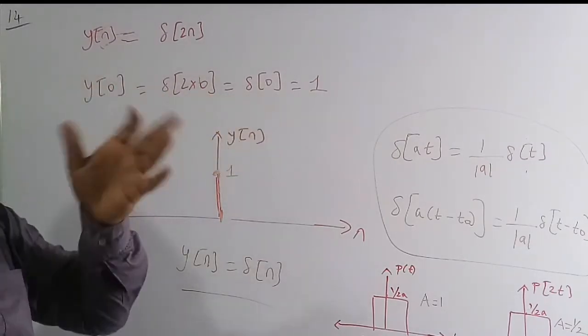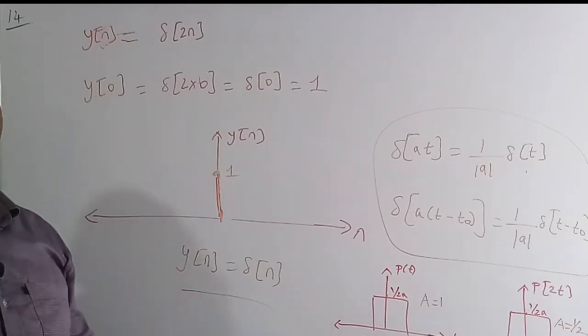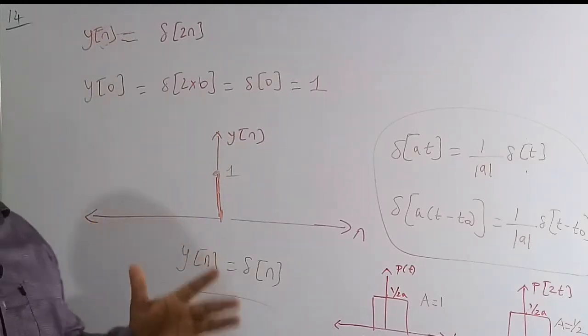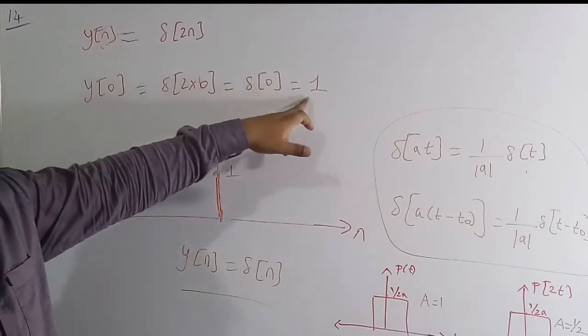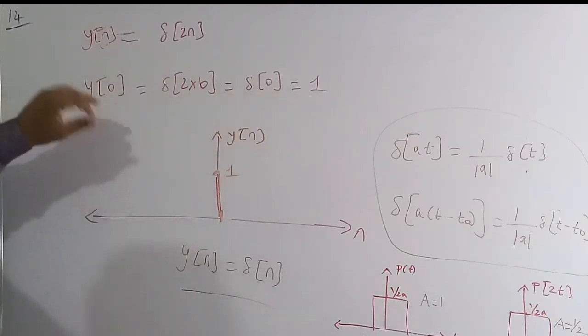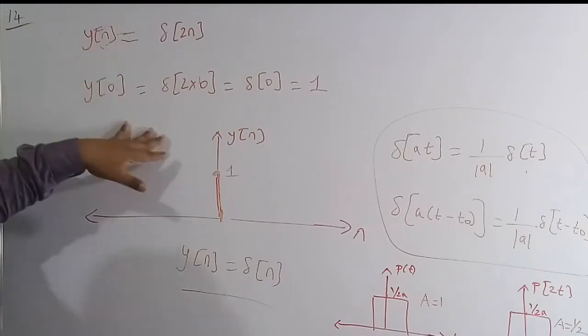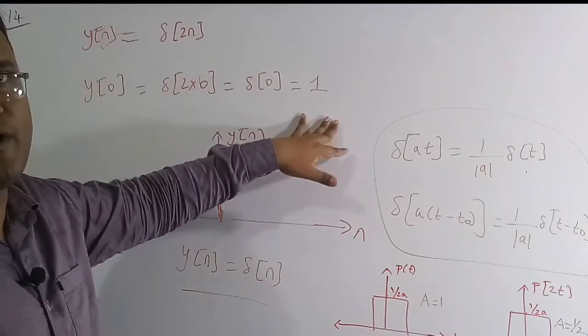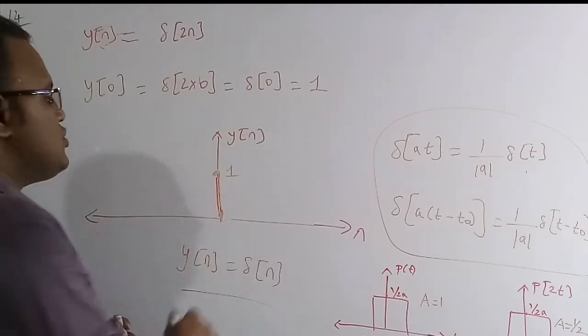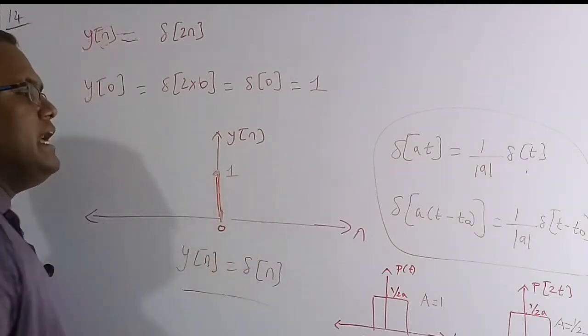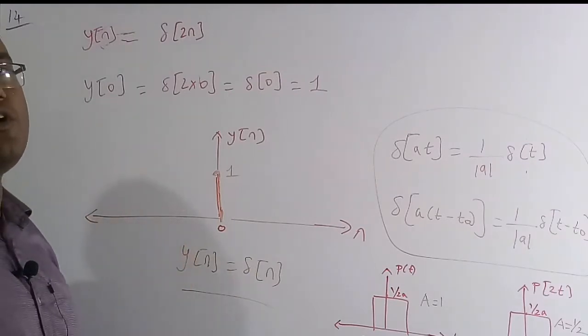The impulse always has the value 1 only at the 0 position, and at all remaining positions it has the value 0. Therefore delta of 0 has the value 1. If you substitute any n other than 0, the value will always be 0. So this is the graph of y of n, which is 1 at n equal to 0 only, and at all other times it is 0.